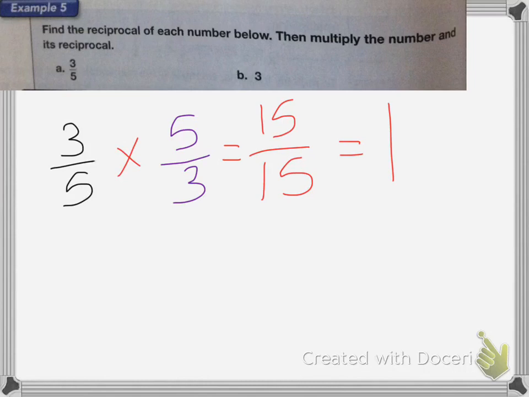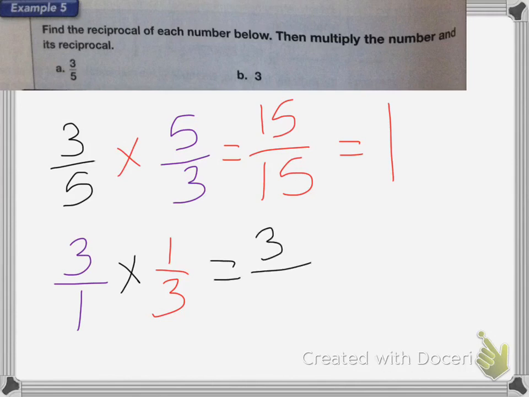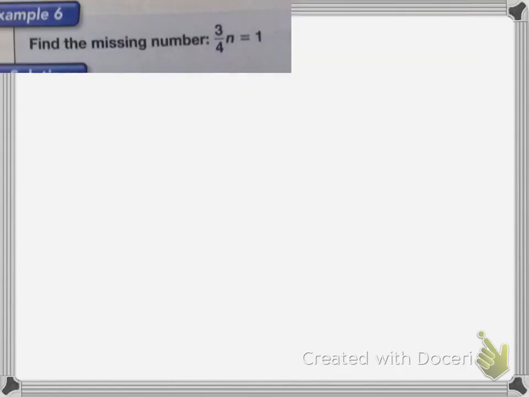Whenever you multiply a number by its reciprocal, your answer will always be 1. So let's try it with the second one. So here we have 3. Now I need to change 3 into a fraction, so I'm going to put it over 1. 3/1 is the same as 3. So the reciprocal of this number, I would flip the numerator and denominator, and that would be 1/3. Again, we're going to multiply those two numbers together. So 1 times 3 is 3. 3 times 1 is 3. So 3 over 3 is the same as 1. When you multiply a number by its reciprocal, you always get 1.